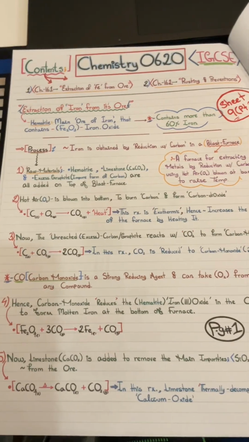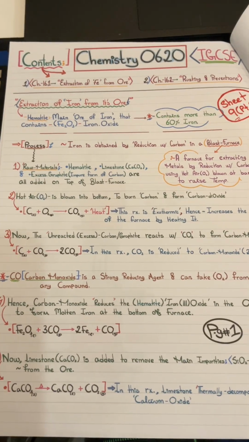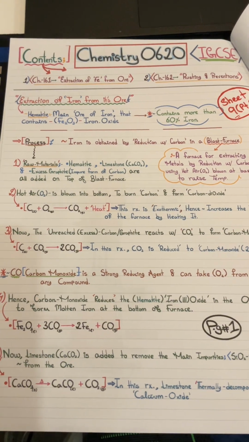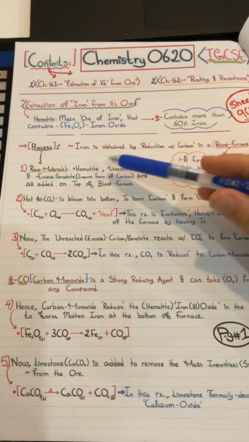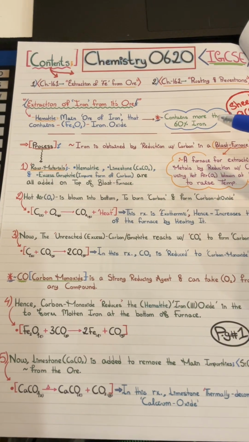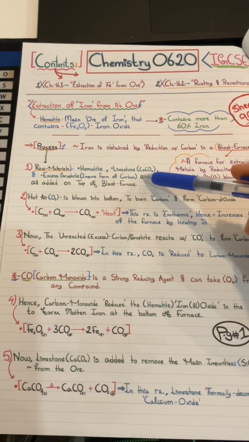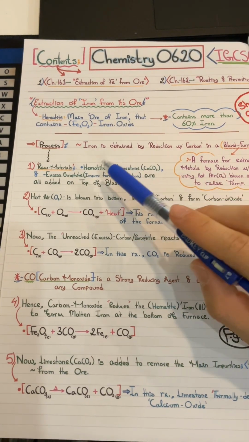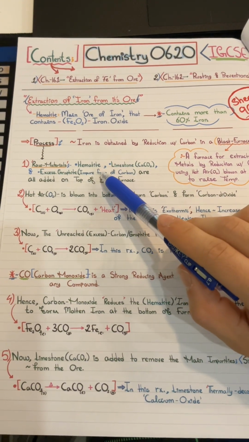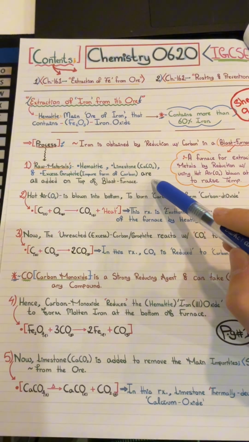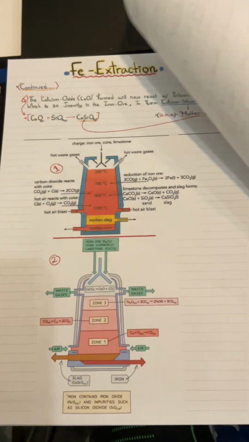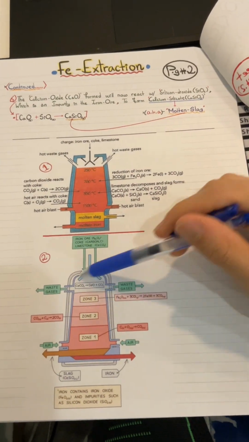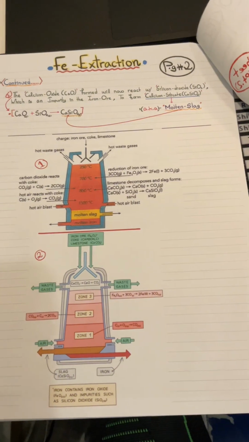Now, in this process of extracting iron, we have some raw materials. The raw materials that we need to add in the blast furnace in the beginning of the process is hematite, which is the main ore of iron, limestone, which is calcium carbonate, and excess graphite, also known as impure form of carbon. These are all added on the top of the blast furnace, okay? So on the blast furnace, we're going to add these raw materials, as you can see here, on the top of the blast furnace, okay?